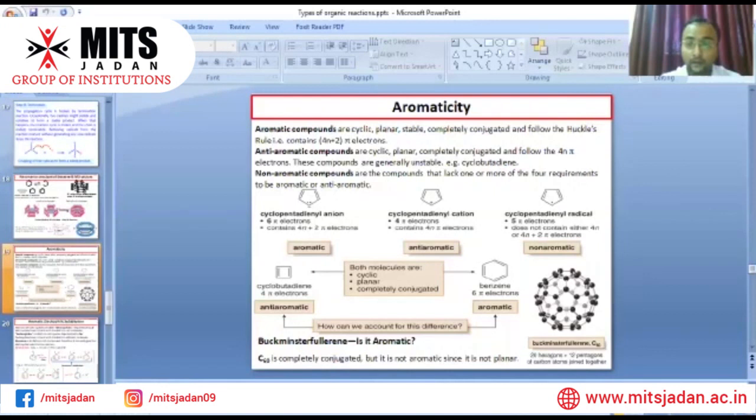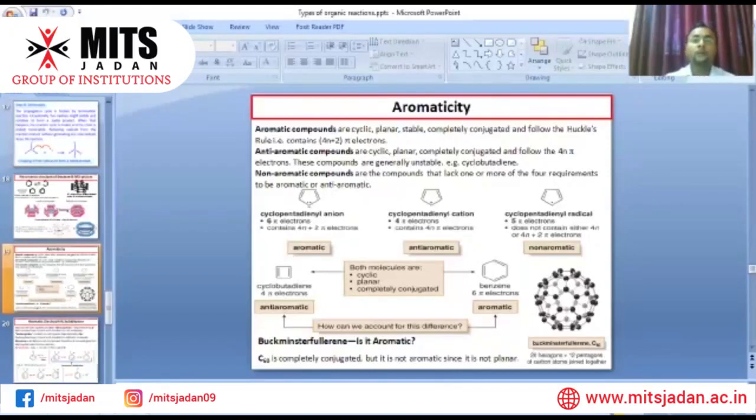We cannot say this is anti-aromatic, because the compound should be planar in the case of an anti-aromatic or aromatic compound, but this compound is non-planar. That means this compound is neither aromatic nor anti-aromatic. So this compound is a non-aromatic compound.